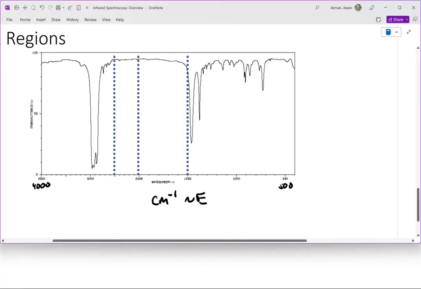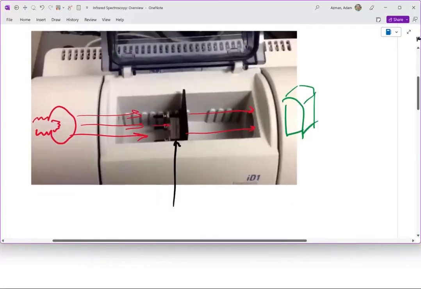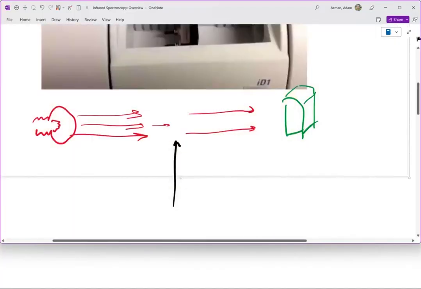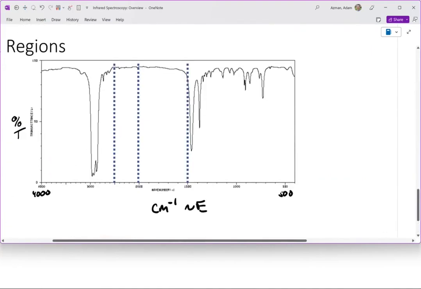The y-axis is percent transmittance. So again, if we think back to how the IR worked, when the infrared light was hitting the sample, some of it was being transmitted through the sample and making it to the detector, but some of it was being absorbed by the molecule and not making it to the detector. And so you can think about the y-axis in one of two ways.